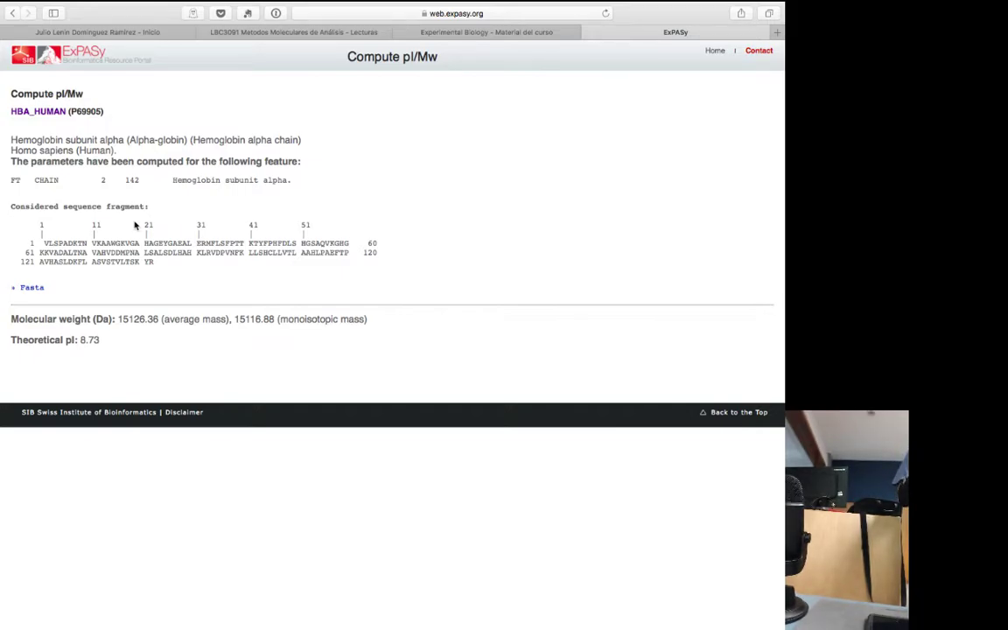And here we have the sequence again. It's verifying with us that we got what we were looking for, not only by numbers, but by the sequence, the molecular weight. And this is going to be something that experimentally you can measure in a protein electrophoresis, and a theoretical isoelectric point.